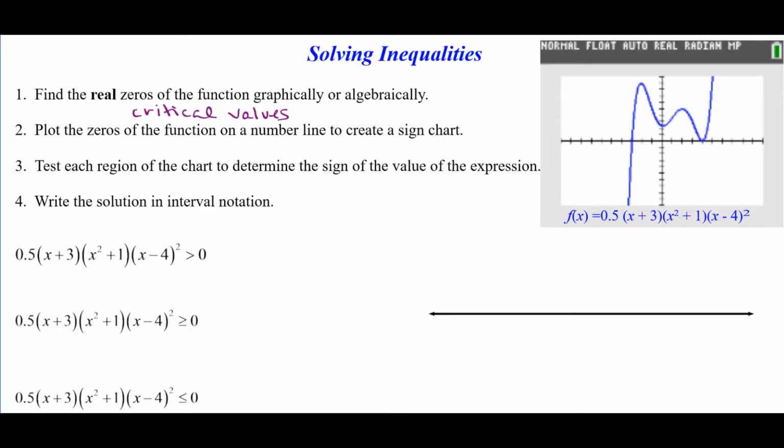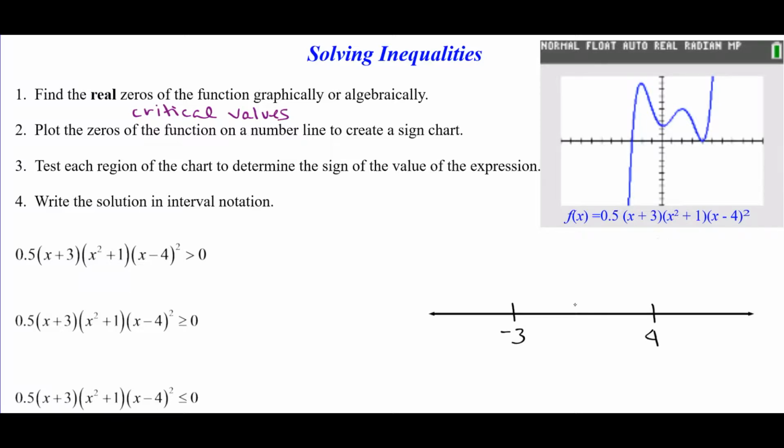Once we have those critical values, we're going to plot them on the number line, and we're going to create the sign chart. So taking a look at this polynomial here, we have 0.5. That's my leading coefficient. It's not going to give me a 0. I have x plus 3, which is going to give me a 0 at -3. So I'm going to plot that on my number line. I have x squared plus 1, which would give me imaginary zeros. So remember, we're only talking about real zeros here. And then I have x minus 4 squared, which is going to give me a 0 of positive 4.